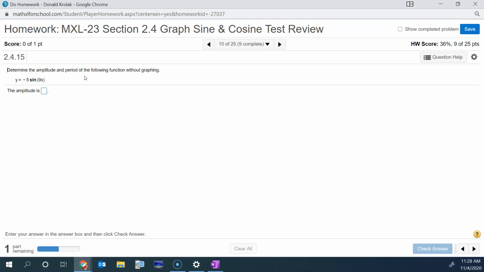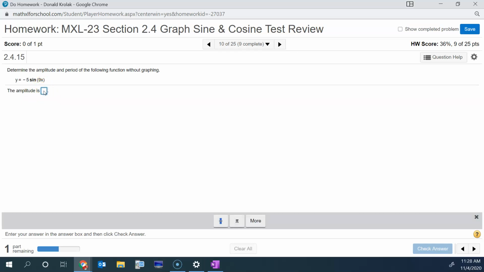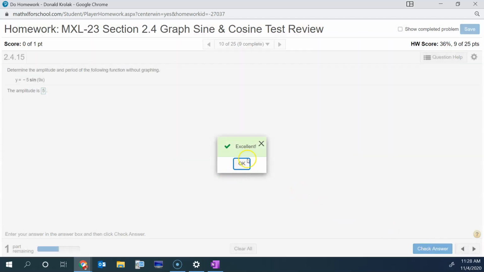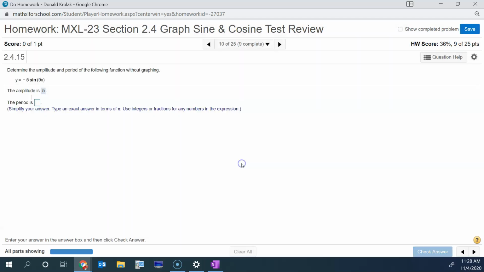John. Up front, John. What is the amplitude on mine? Say it again. 5. Notice John did not say negative 5. Amplitude is always positive. Even though there's a negative 5 there, the amplitude is 5. Okay. What is the period on that?